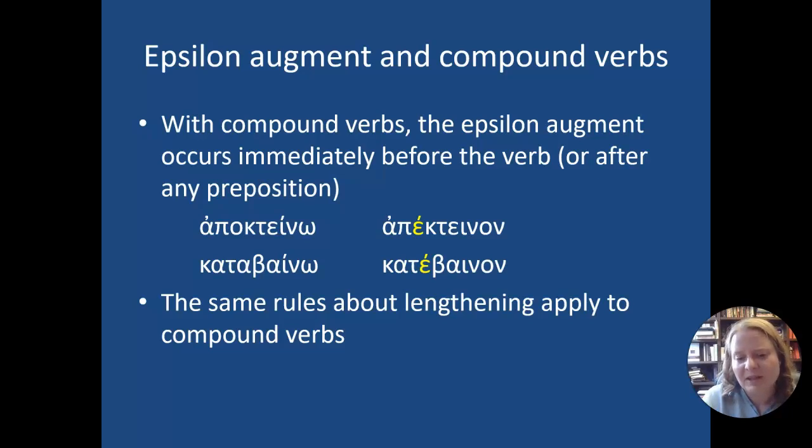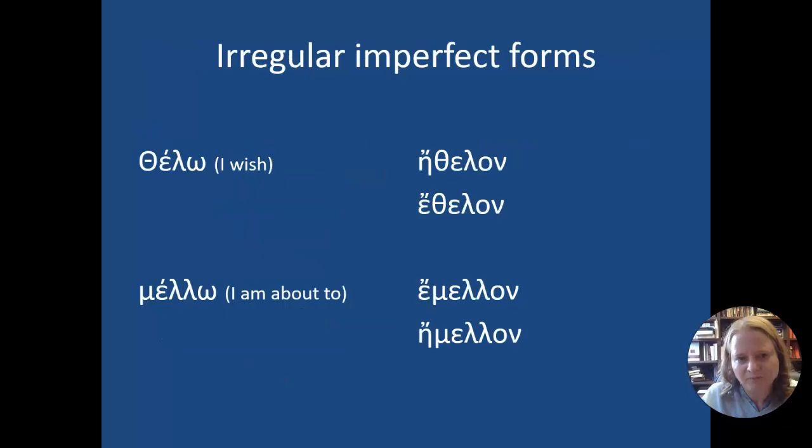The same rules about lengthening apply to compound vowel verbs. Sometimes you get a compound verb with a connecting vowel as the vowel that begins the actual verb form. So here's an example, sunago, which means I gather. If you add an epsilon to the middle, you end up with an eta. So exactly that same combining that you saw before is going to happen here too.